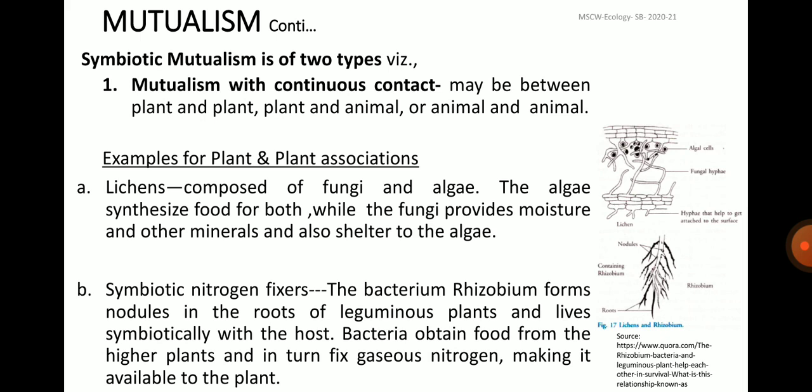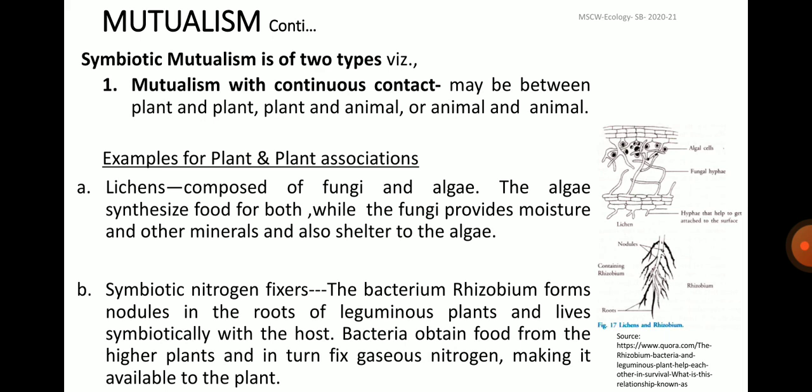Symbiotic mutualism is of two types, viz. the mutualism with continuous contact, and the association may be between plant and plant, plant and animal, or animal and animal. Some examples for plant and plant associations are the lichens. So a classical example of this type is furnished by lichens. These are composed of fungus matrix containing algal cells.